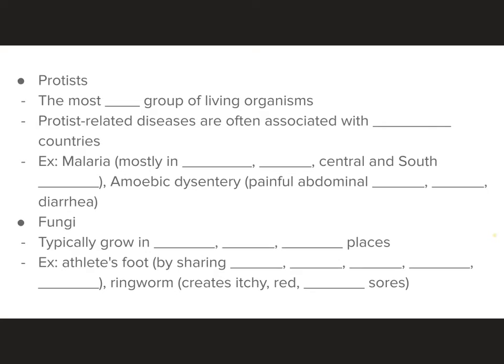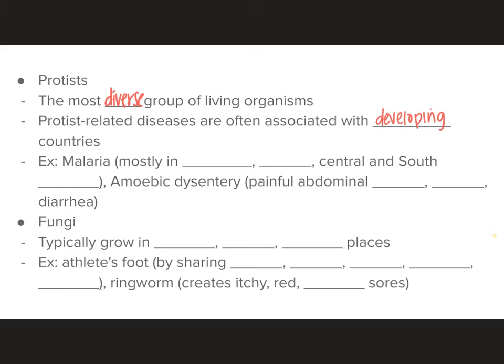Now we have protists. Protists are also living organisms, and they are actually the most diverse group of living organisms. Protist-related diseases are often associated with developing countries. Because protists live in different environments and often in water, if you don't have good resources to filter your water to make it drinkable, people can get these diseases through drinking unclean water.